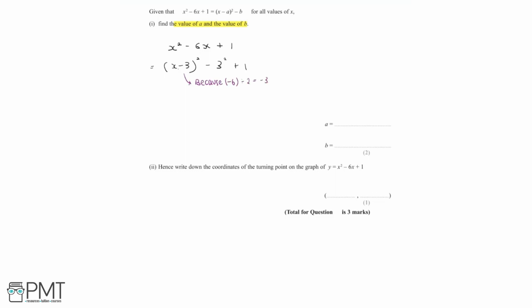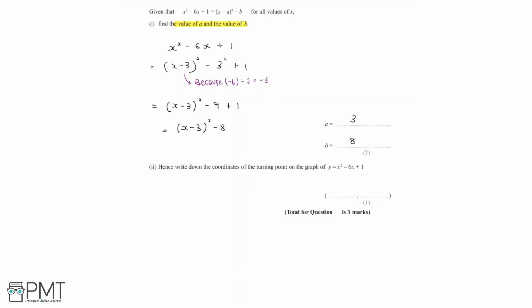Now we can simplify this. We know that 3 squared is equal to 9. And so (x minus 3) all squared minus 3 squared plus 1 is equivalent to (x minus 3) all squared minus 9 plus 1. Minus 9 plus 1 is equal to minus 8, and so this is now equal to (x minus 3) all squared minus 8. And so we can see that we've now written this in the form (x minus a) all squared minus b. And so we can see that the value of a is equal to 3, and the value of b is equal to 8.